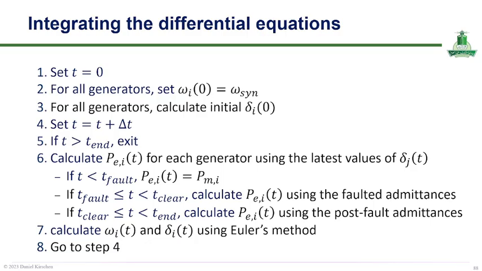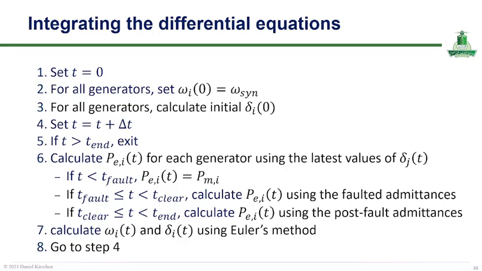The process begins by initializing the simulation at t equal to 0. This is similar to the flowchart, you know. So where all generator speeds are set equal to the synchronous speed and the initial rotor angles are calculated from the power flow solution. The simulation then advances in a small time step delta t, updating time iteratively until the end of the simulation period is reached.